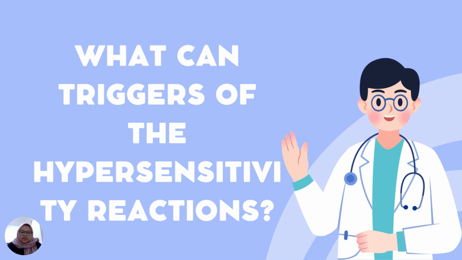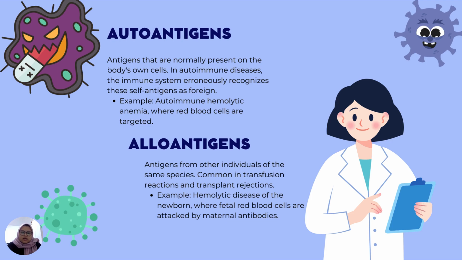So, what can trigger the hypersensitivity reaction? The first one is autoantigens, which are antigens that are normally present on the body's own cells in autoimmune diseases. The immune system erroneously recognizes these self-antigens as foreign. As an example, autoimmune hemolytic anemia, where the red blood cells are targeted by the body's own antibodies.